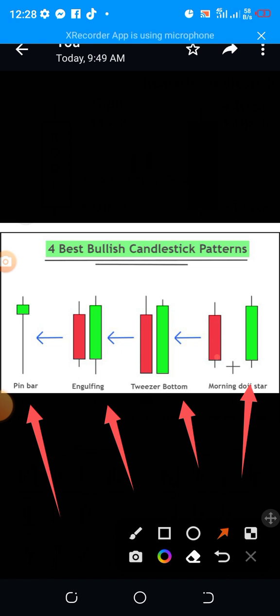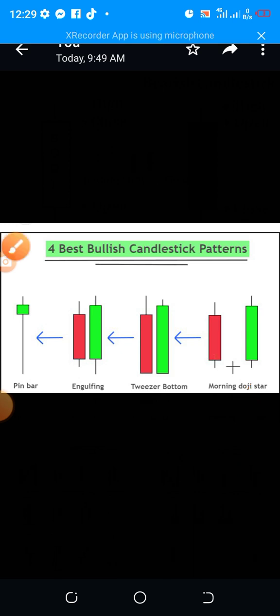So that is how you can interpret candlesticks. Those are some of the candlesticks we started with; we have a lot of candlesticks that we'll be talking about.